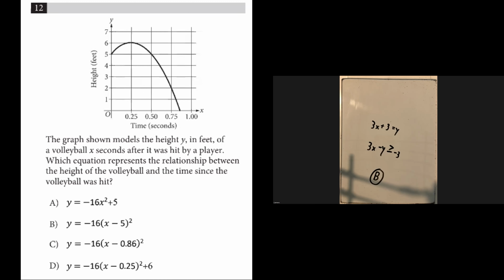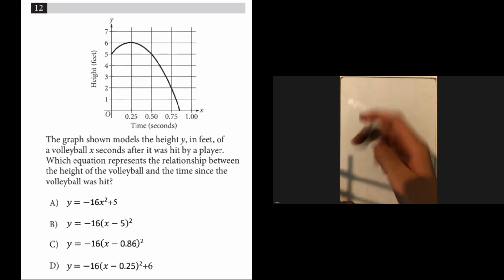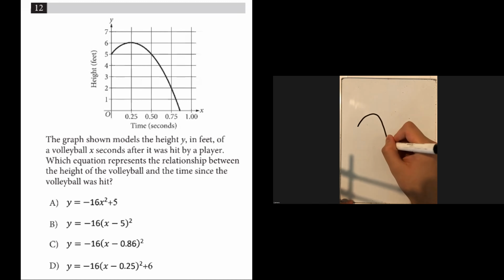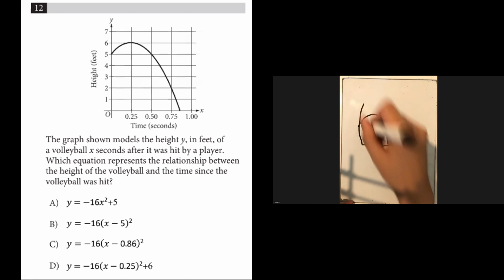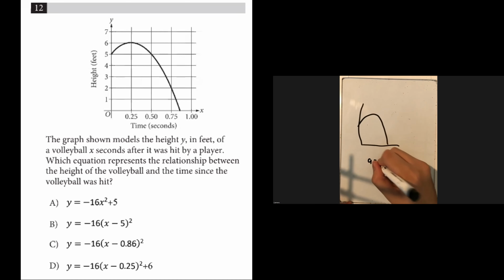Okay, so for this one, we just have a slightly varied version of vertex form. Given the graph, it's like this, sort of. We can see that the parabola opens downwards, so that means A has to be negative, and it seems like A is negative 16, just based on the answer choices, but yes, it should be negative.